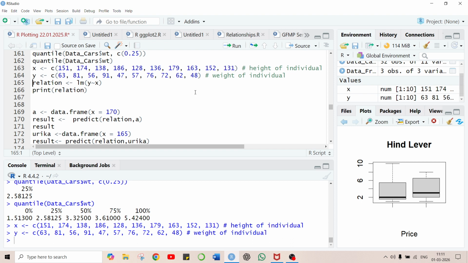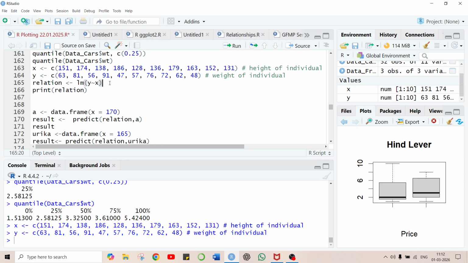Do you remember that formula? Y is equal to mx plus c. M is the slope and c is the intercept. You learned this in linear algebra in 6th or 7th standard. The same thing we are building here. So now we are building a linear regression. It is called linear regression.